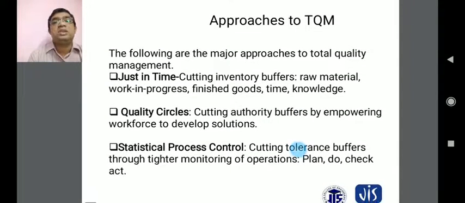What is just in time? Just in time comes from the Japanese company Toyota, where they cut inventory buffers: raw materials, work in progress, finished goods. Basically, when the customer requires a type of product, and the company is a provider of this type of product, the company says, okay, I will supply it for your requirements.